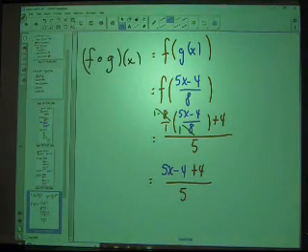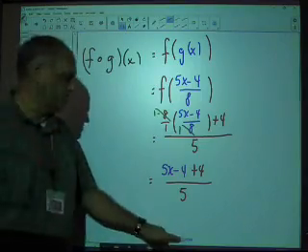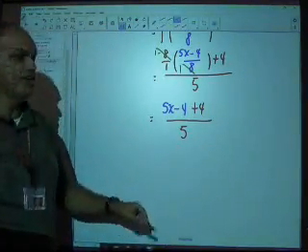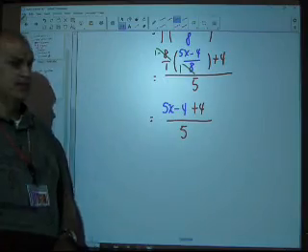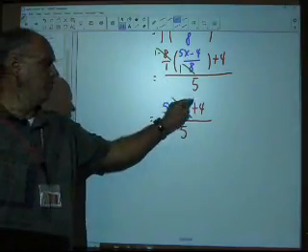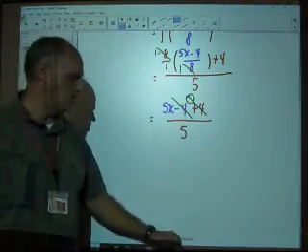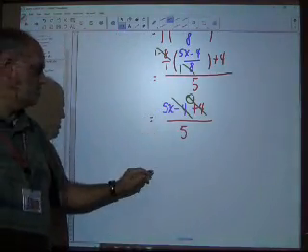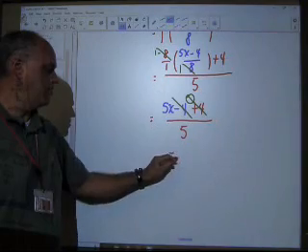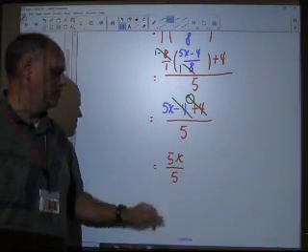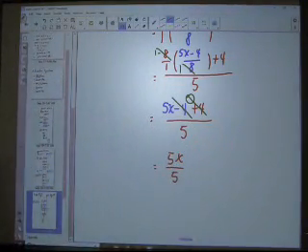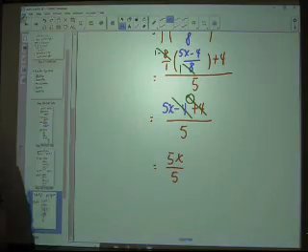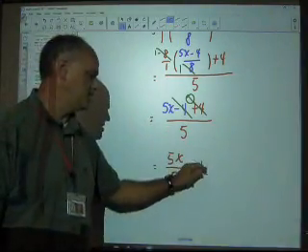So what is 5x minus 4 plus 4? 5x. Because minus 4 plus 4 is another name for 0. And 5x minus 0 is just 5x, and we're dividing it by 5. Well, what's 5 times x divided by 5? X. Just x. That's very nice.